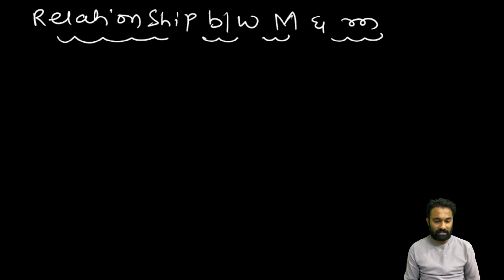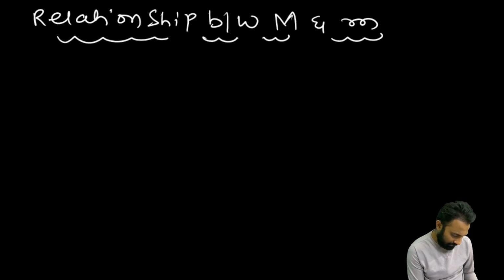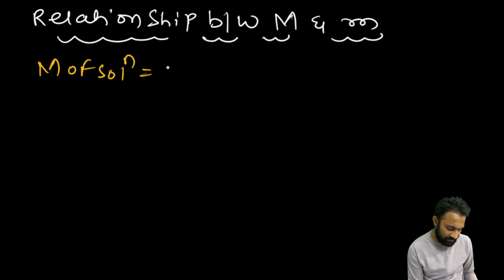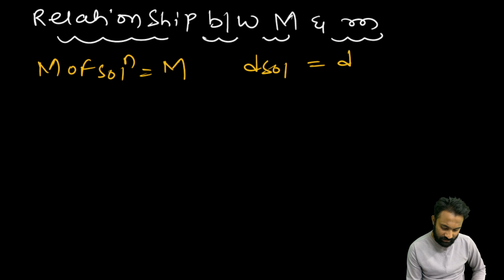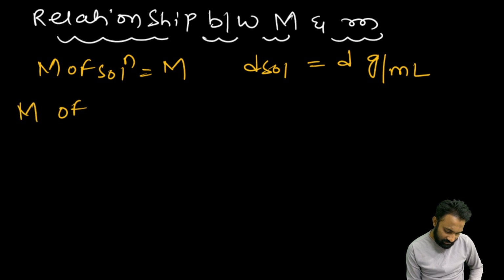Here, what was I taking? Molarity of the solution is M. I was taking molarity of the solution as M. Then density of the solution, I was taking as d gram per ml. Now here I was considering molarity of solute.